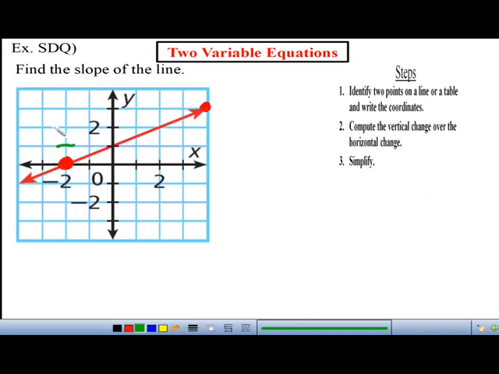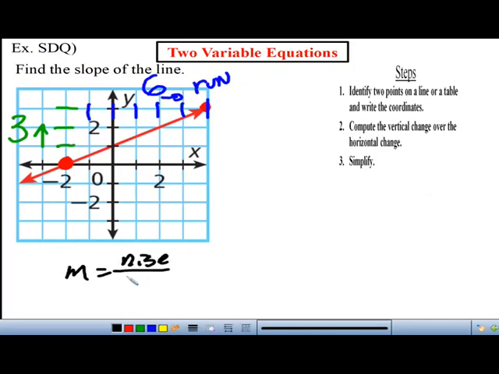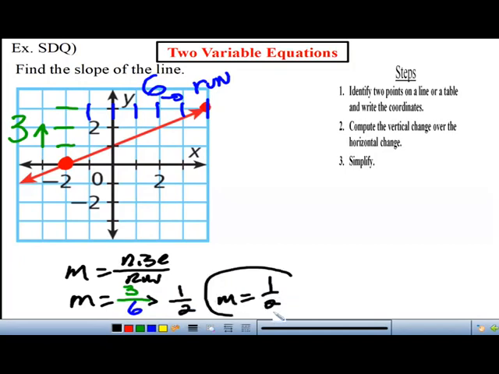So how many steps up? 1, 2, 3, up. So that's 3 up. From there, I need to make a right turn, 1, 2, 3, 4, 5, 6 to the right, or the run. So that means my slope is rise over run, which is 3 over 6. Can we simplify that? Yeah, 1 over 2. So my slope is 1/2.